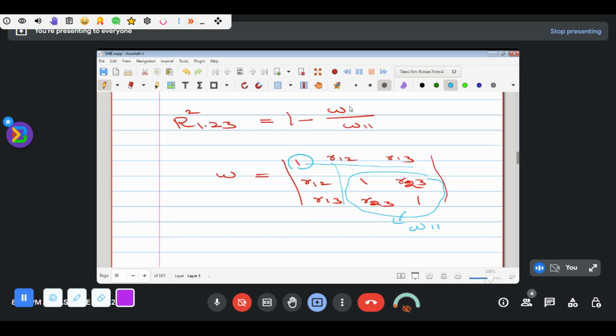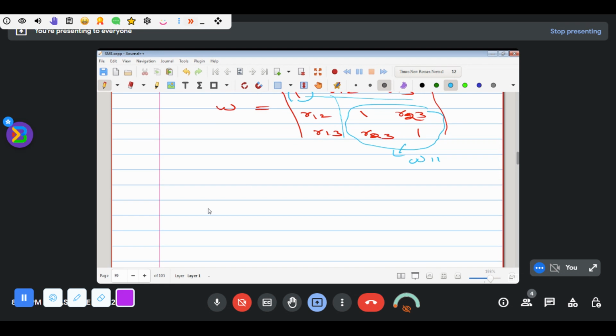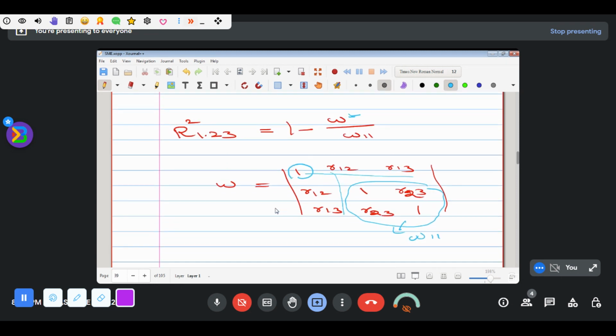First of all, what is the determinant of omega, and what is the determinant of omega 11? Apply and simplify to get the end result. That is the main formula for capital R squared 1.23. Omega means the determinant of this matrix.